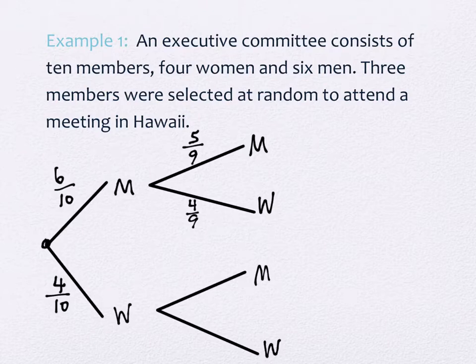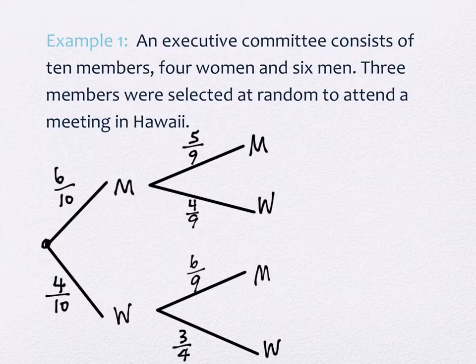Now, if I go along the bottom branch, I selected a woman's name the first time. So if I selected the woman's name the first time, these numbers are not necessarily going to match the numbers above, right? I selected a woman's name, so how many men are left in the bucket? Still the same, 6 out of 9. And how many women's names are left in the bucket? 3 out of 9.